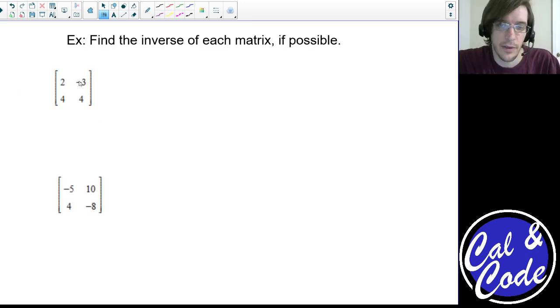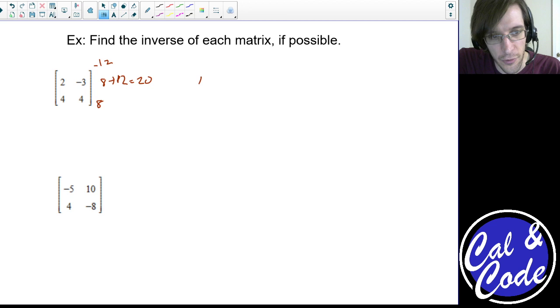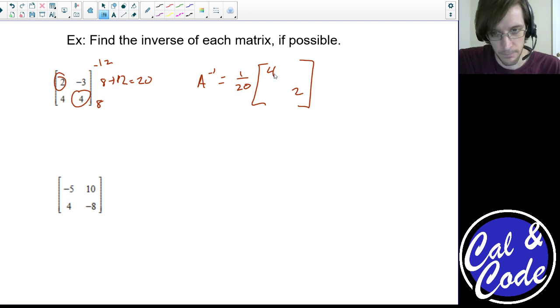So let's look at this one. Let's see first of all if it's possible to find the inverse. So this is 8, this is negative 12. 8 minus negative 12 is 20. So the inverse is 1 over 20, 1 over the determinant. Swap the ones in the main diagonal. Change the signs of the others. So if I multiply that all the way through, that'd give me 4/20ths, or 1/5, 3/20ths, negative 4/20ths, negative 1/5, and 2/20ths, or 1/10.